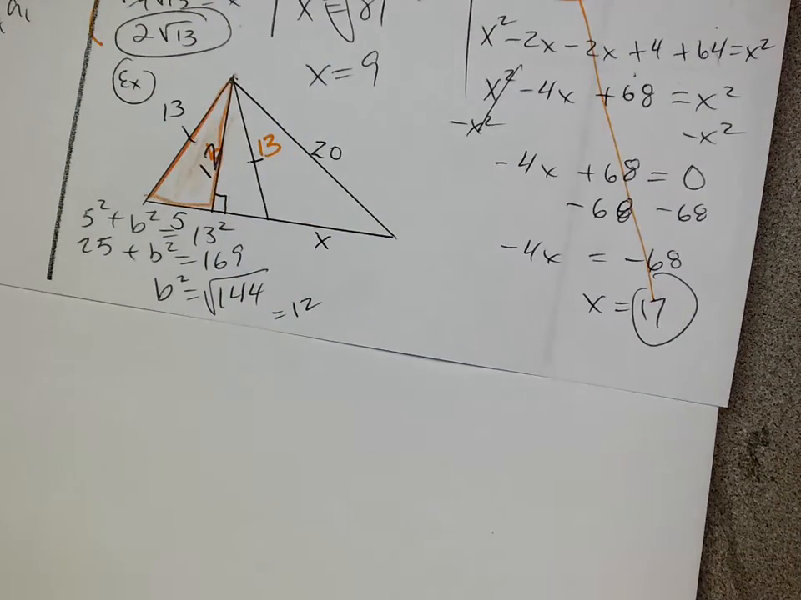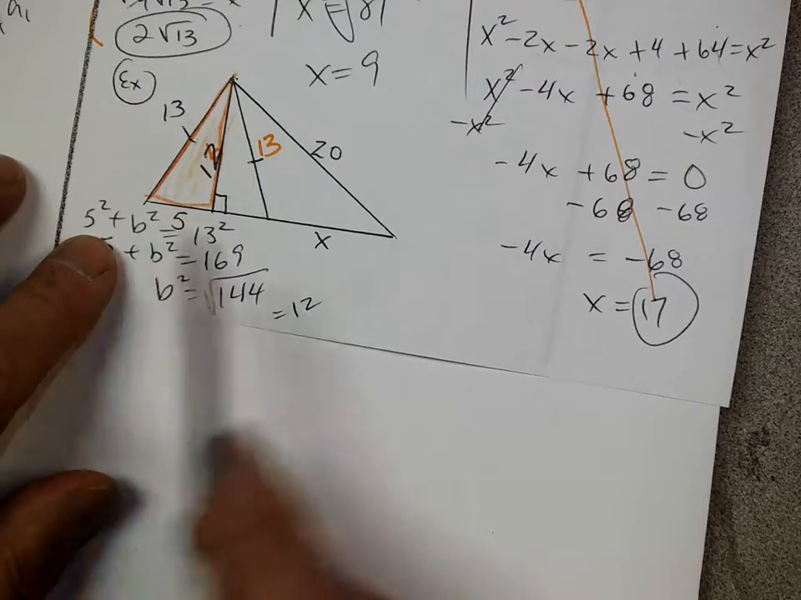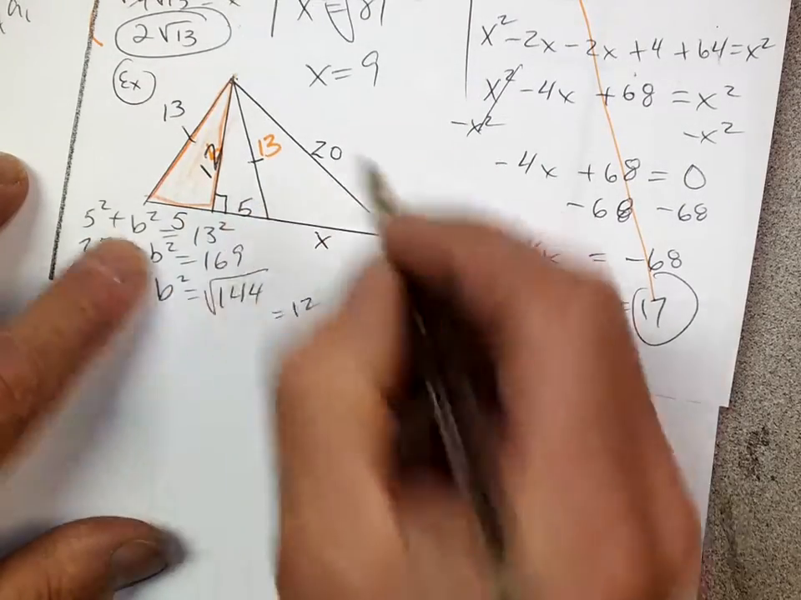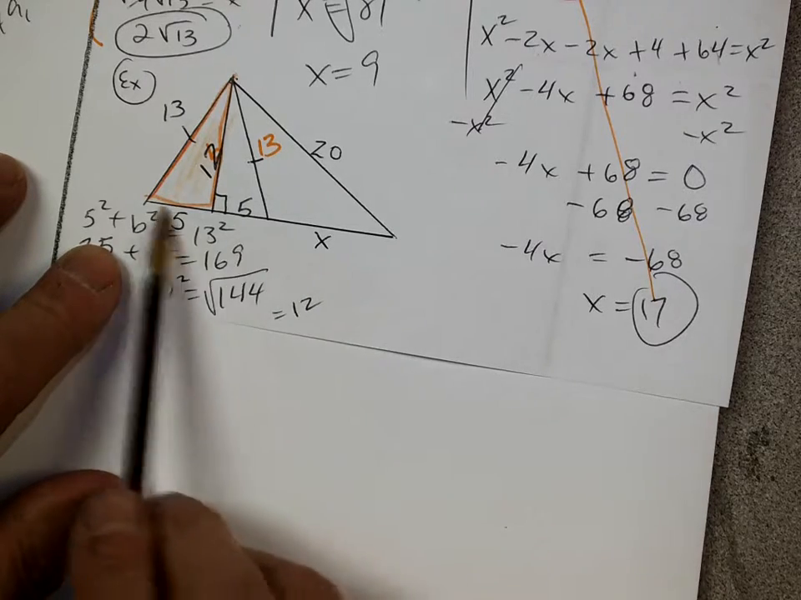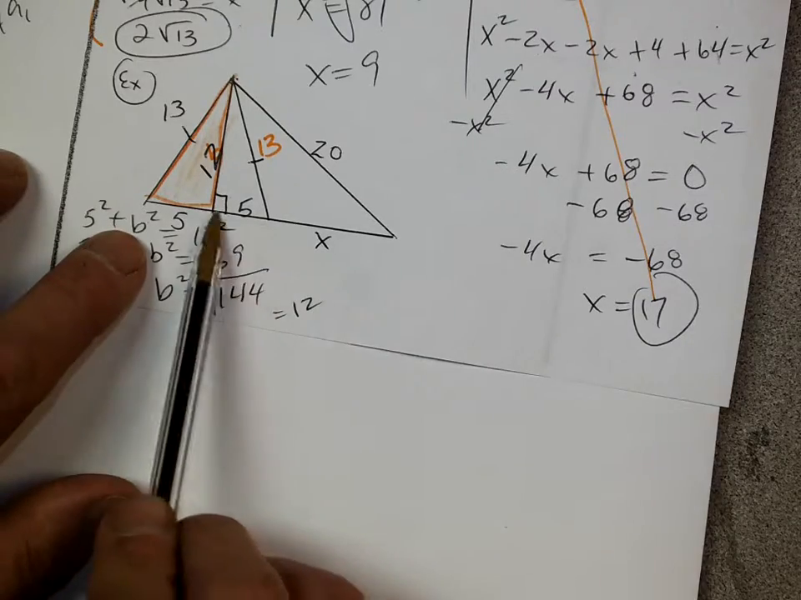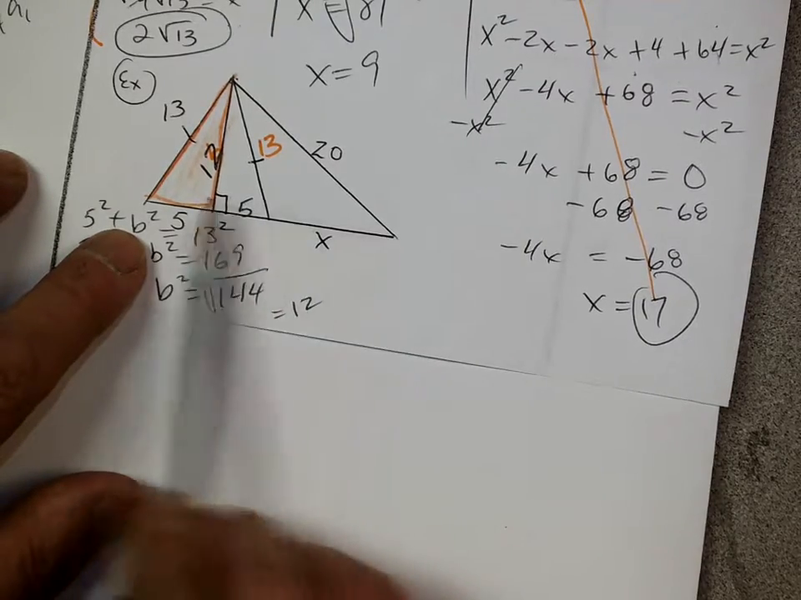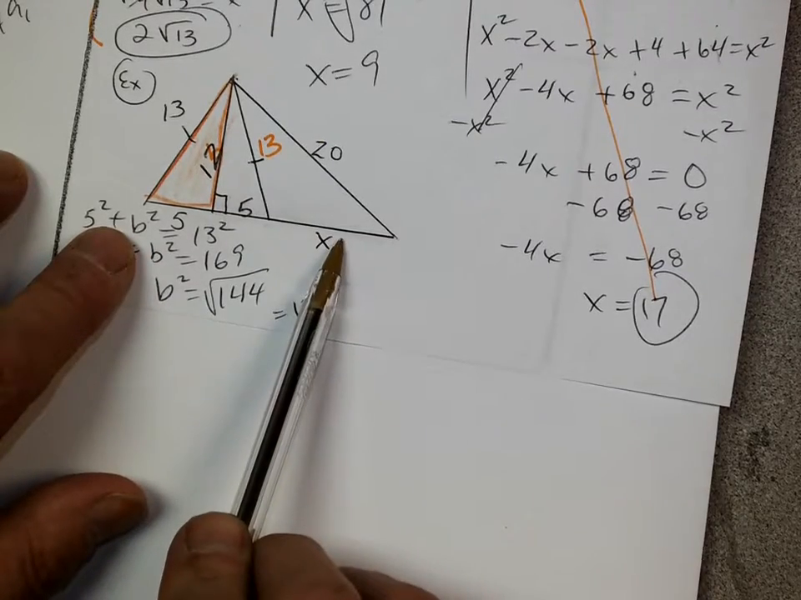Okay, good. Now, this is 5. So this has to be 5. Am I going too fast? Okay, that's 5. That has to be 5. You agree? It's going to be basically an isosceles triangle. So how do I find this side right here? How do I find that x?